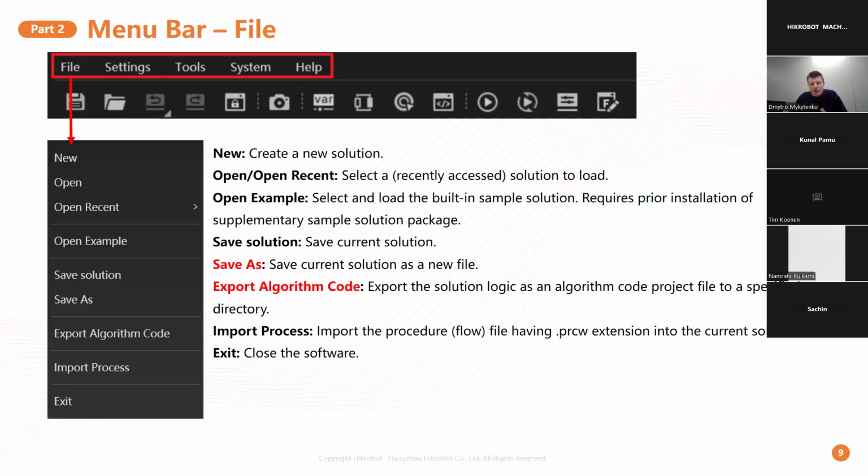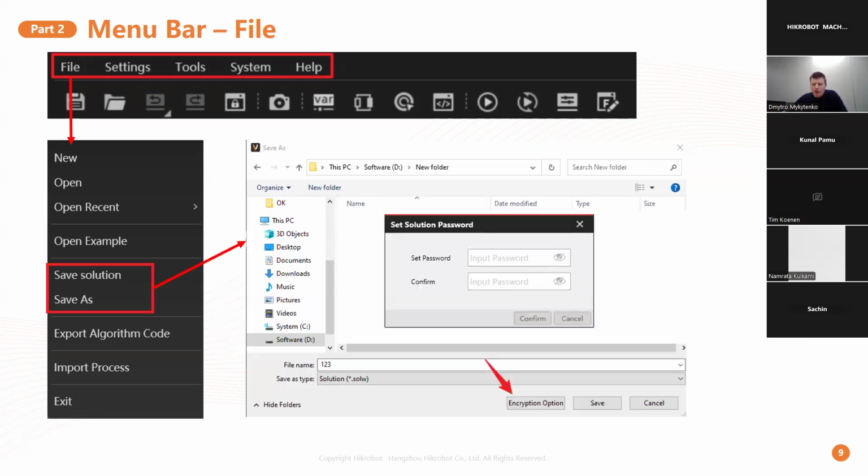Let's have a closer look at these functional areas. The file menu manages solution files and related assets. It provides options to create new solutions, open existing ones, or load sample projects. You can save the current solution, and while doing so, password protection can be applied, like that. You can set the password from the same save dialog as shown here. You need to press that encryption option button for that.